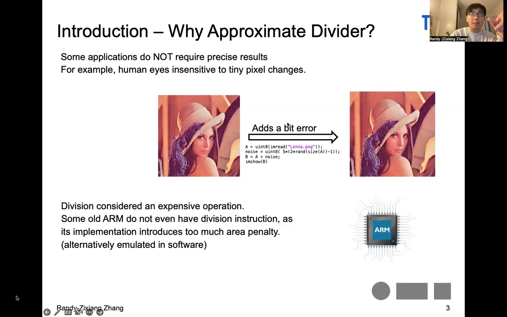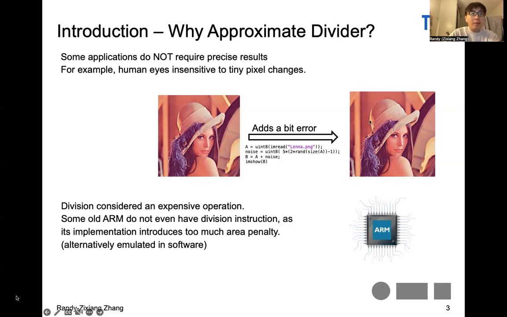Here is an example of the famous Lena picture. If we add a little bit of noise, a variation of pixel values, you actually cannot detect any error or any differences just with your eyes.